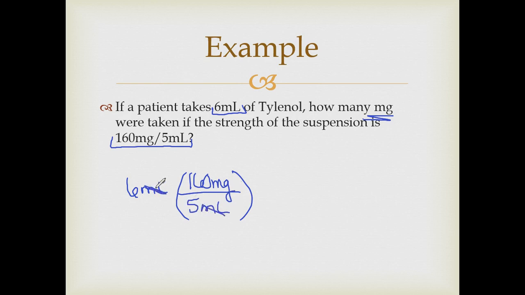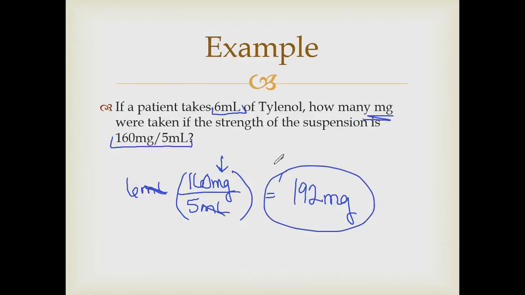So my mLs will cancel. The whole point is that I want to have milligrams as my ending unit. So I have 6 times 160 divided by 5. That's 6 times 160 divided by 5, and that gives me 192 milligrams were taken by the patient.